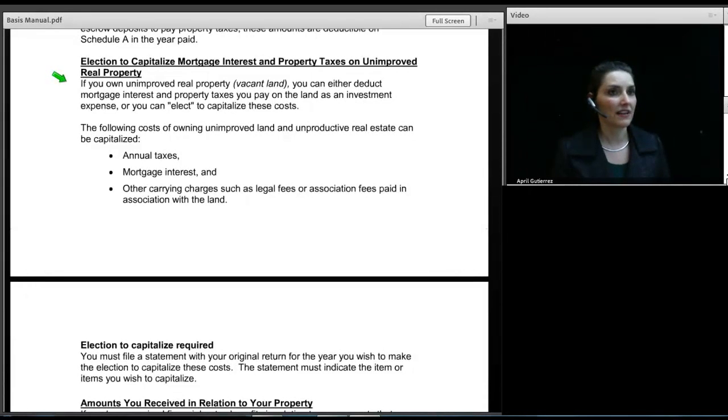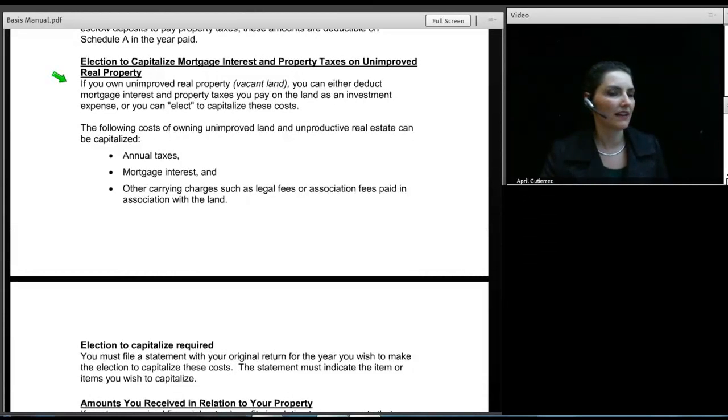The alternative is to say, oh heck with that, I'm just going to capitalize the interest and not worry year to year about what I'm allowed to deduct or what the carryover might be. But if you want to make that election to capitalize your interest and/or property taxes on your real estate, you have to attach a statement to your return to do so. And the IRS wants it to be the original return for the year you acquire that property.